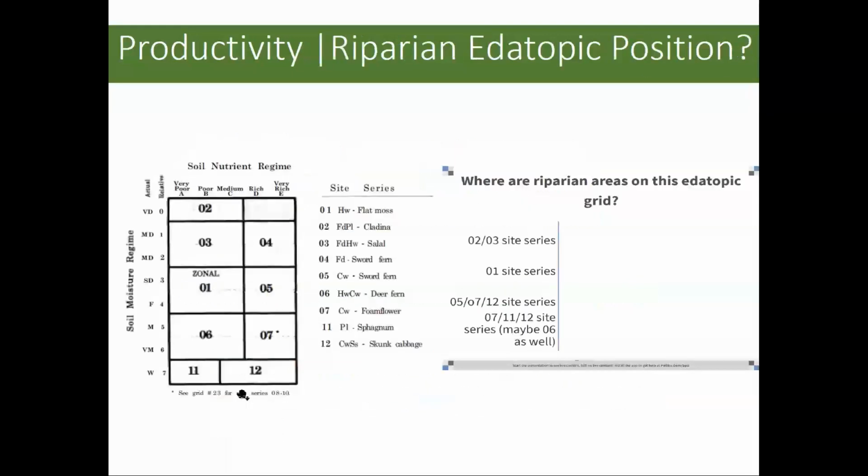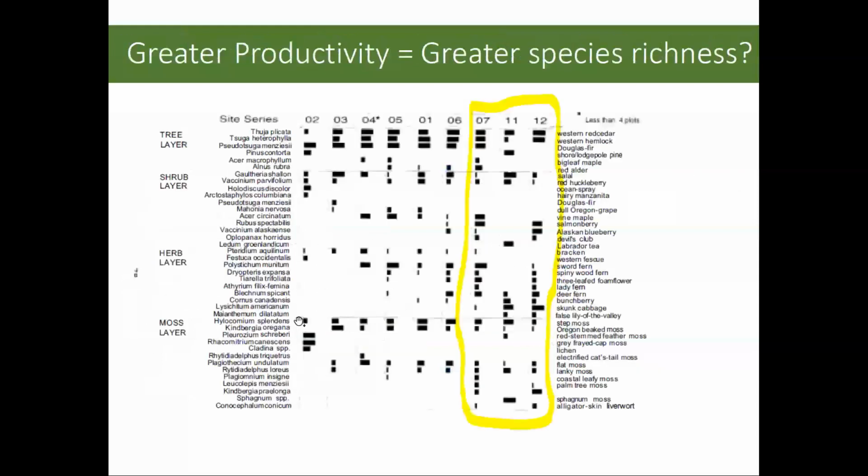Here we went over in class how some of the key site series would be these high productivity areas where you have a high soil nutrient regime and high moisture regime. And those areas tend to correspond with a significant number of indicator species and a greater species richness than you would find in other site series or ecosystem types.